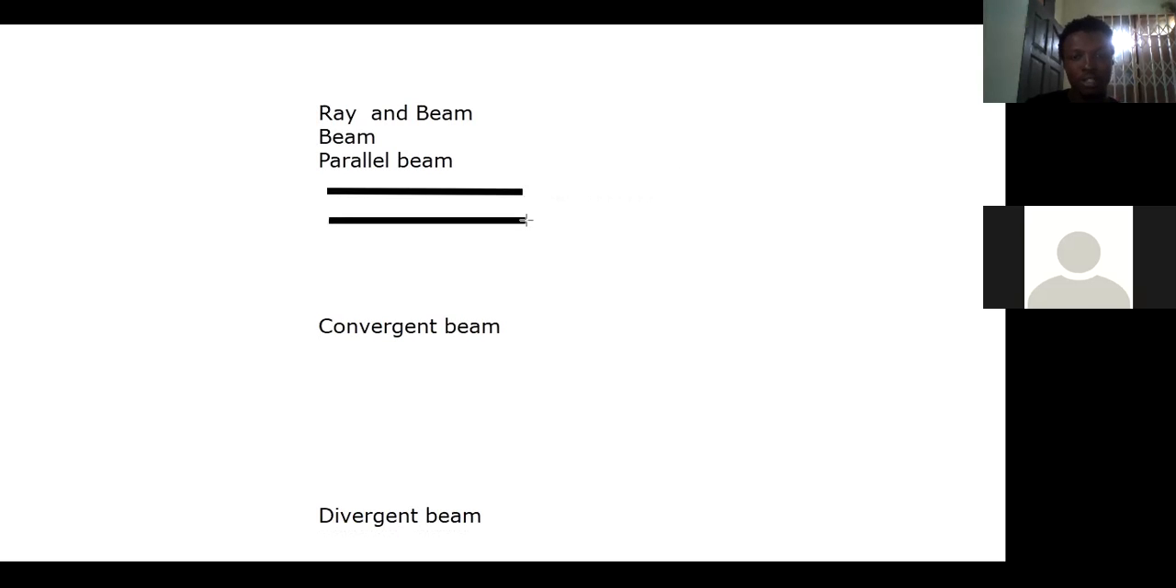So when you have a group of rays that do not meet, we call them parallel beam or parallel rays. So that is it. They do not meet at a point, and they are equally spaced normally. That's why they cannot meet at a point, and they may move in the same direction.